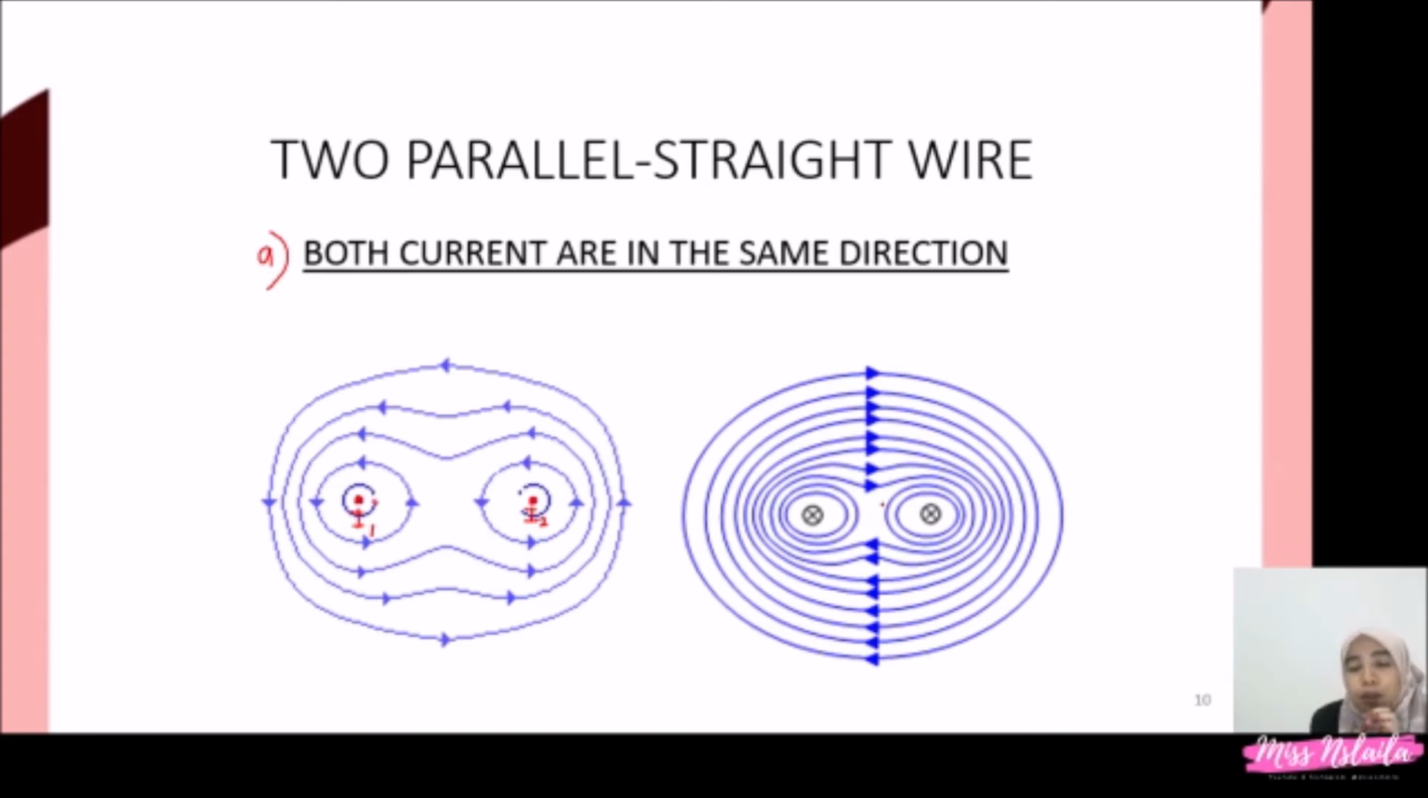Meanwhile, if both wires, I1 and I2, produce current that is into the page, the resultant direction of magnetic field will be like this. Why? When both are into the page, using our right hand rule, both will produce magnetic field that is clockwise. So the combination of magnetic fields around both wires will produce a resultant direction like this.